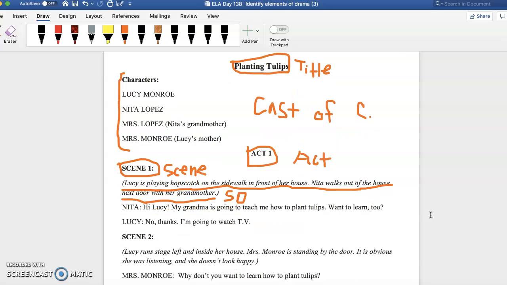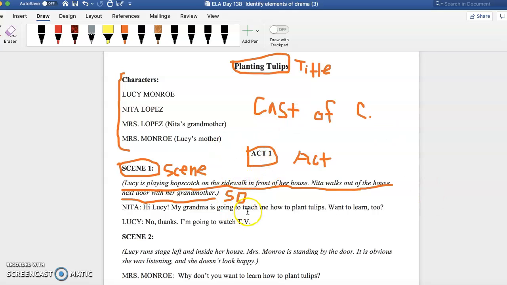It's only 2 lines here. Nita says, "Hi, Lucy. My grandmother is going to teach me how to plant tulips. Want to learn too?" And then Lucy says, "No thanks. I'm going to watch TV."